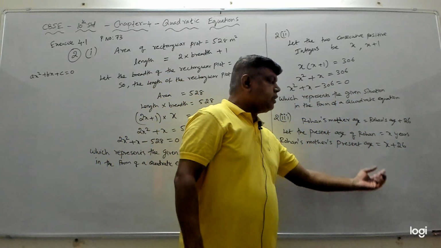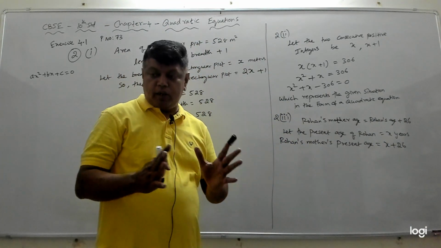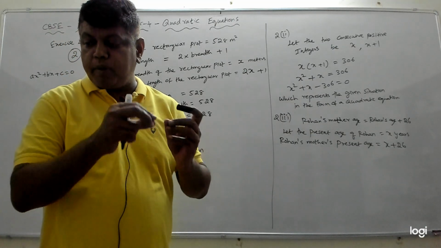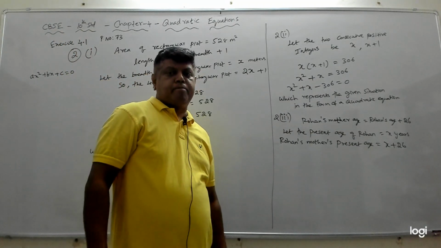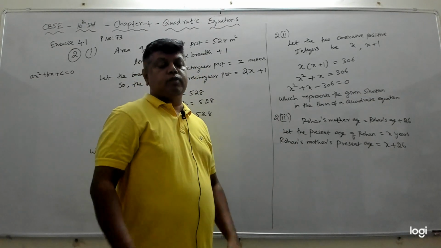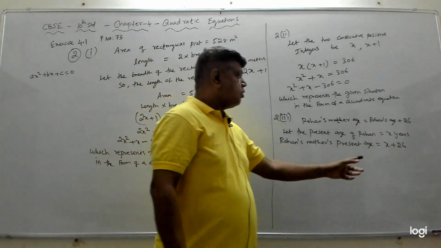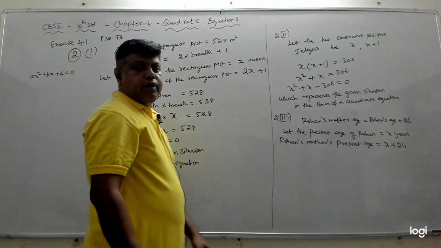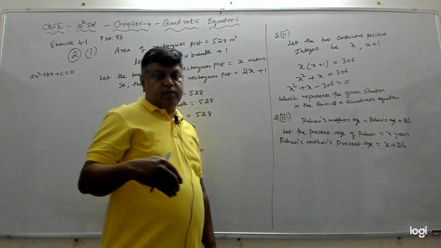X plus 26 is the age of Rohan's mother, because it is given in the first line of the question that Rohan's mother is 26 years older than Rohan. Which means she is 26 years more than Rohan's age, so if I add 26 to Rohan's age, we'll get Rohan's mother's age, which is x plus 26. Now we have to see the next part of the question.